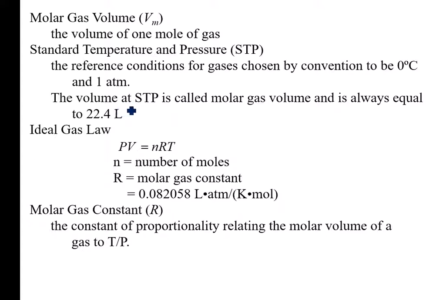And the volume of 1 mole of gas at STP is always 22.4. So the volume of 1 mole at STP is equal to 22.4 liters. And that's universal. It doesn't matter what the density of the gas is, if I have 1 mole of it and it's at STP, it's 22.4 liters. Okay? All right, so I have PV equals nRT.